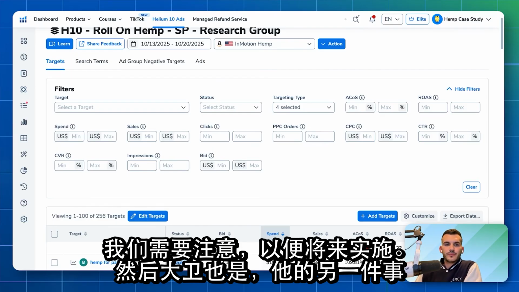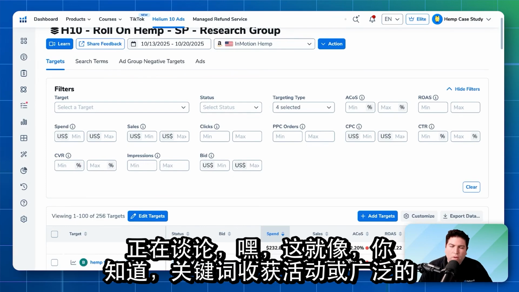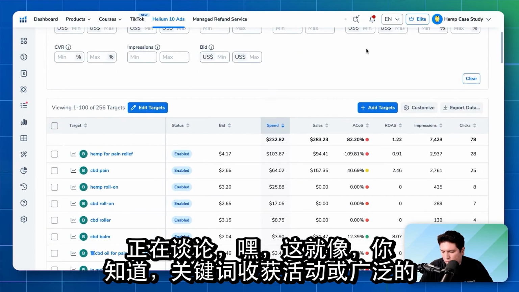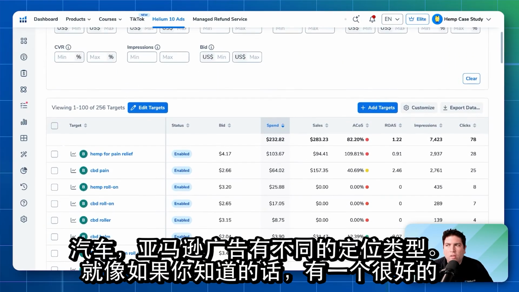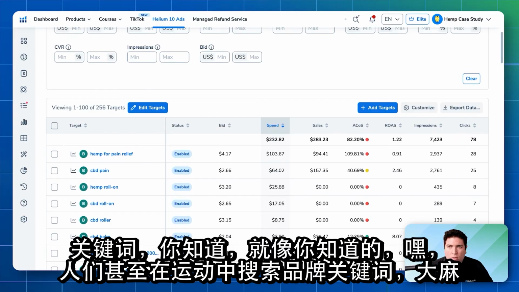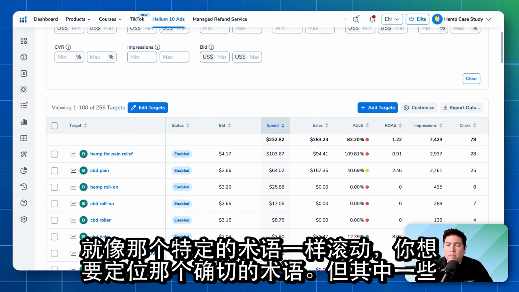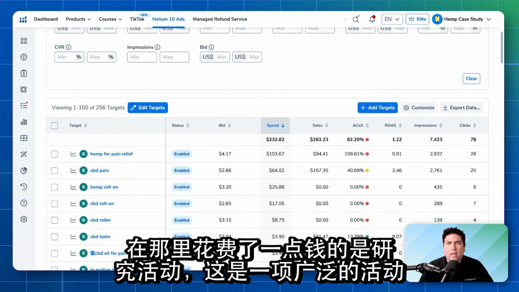Okay. And then David, this other thing where he was talking about, hey, this is like a keyword harvesting campaign, or broad and auto. There are different targeting types in Amazon advertising. Like if you know there's a good keyword, like people are searching even branded keywords, such as in motion hemp roll on, that specific term, you want to target that exact term. But then some of the ones that had a little bit of spend there were the research campaign, which is a broad campaign, and an auto campaign.